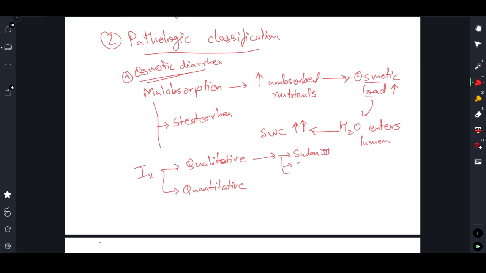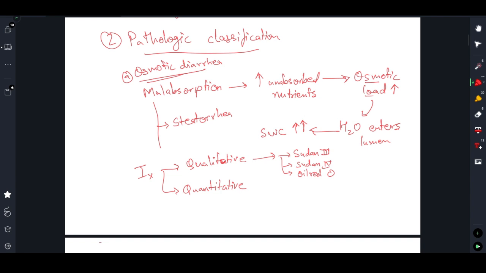Apart from Sudan 3, you can use Sudan 4 or oil red O. So these are the stains which help you in qualitatively estimating, qualitatively detecting the stool fat. Now we will move to the quantitative estimation.